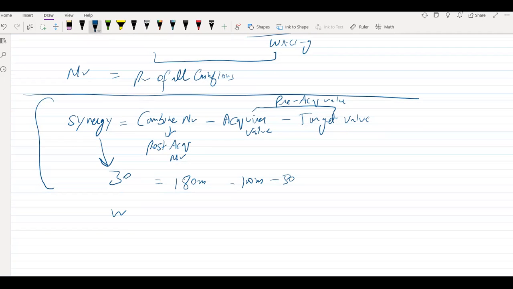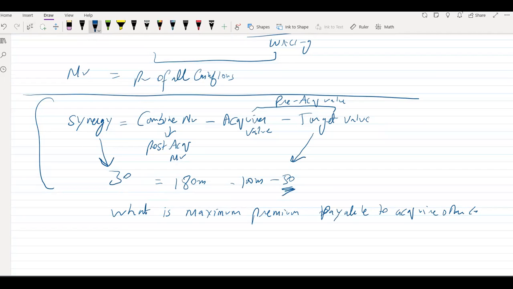So what is the maximum premium you will pay to acquire other company? वैसे other company की वैल्यू है 50 million. टारगेट कहते हैं जिसको एक्वायर करना है. Target is the company to whom you want to acquire. 50 million टारगेट की वैल्यू है, बट वो बेच नहीं रहा. Target is not willing to sell at 50 million. How much more you can pay? 30 million more you can pay. It is the maximum premium which you can pay to the other company.